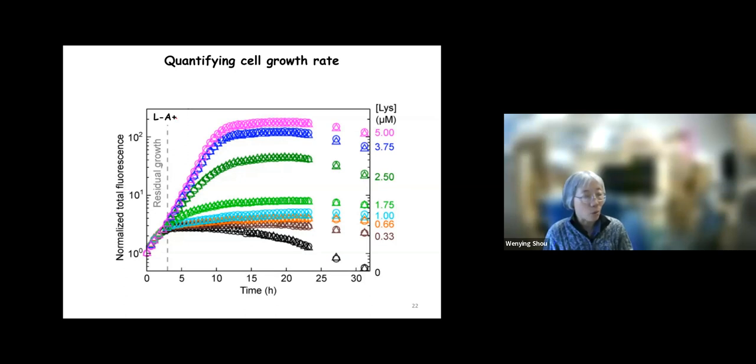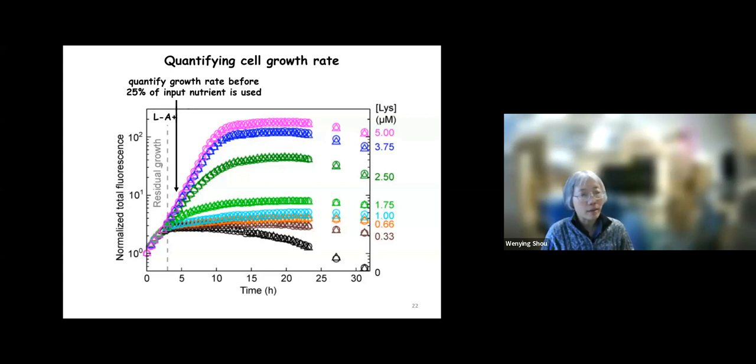So those cells grow up in the presence of lysine, right? And so they have storage. So when you wash away lysine at time zero, they can use the storage to grow a bit. And then in the end, in the absence of lysine, they will start to die. But at the various concentrations, you will see different growth rates. And we basically quantify growth rates before 25% of the input nutrients is used, right?